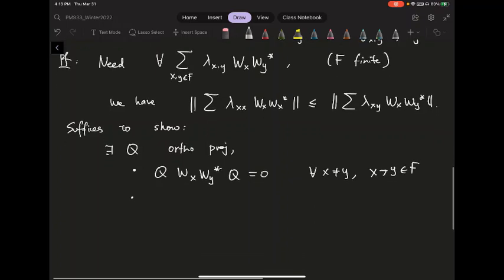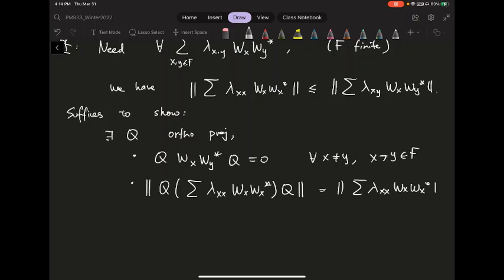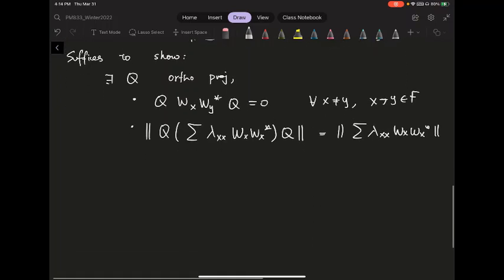Here x and y are in your finite set. And secondly, Q will preserve the norm of your diagonal part. What I mean by that is if you multiply Q by the summation of all the diagonal part, that will give you the same norm as what you have here, the sum of lambda_xx W_x W_x star.